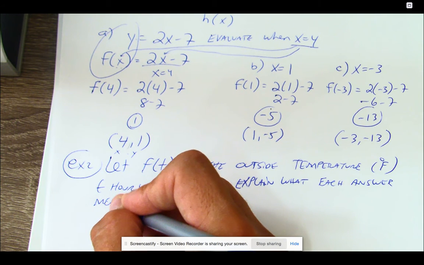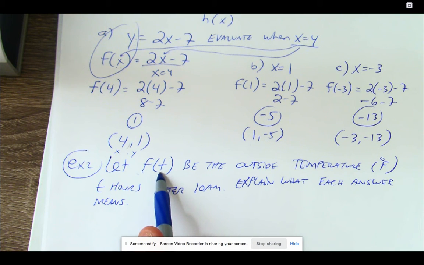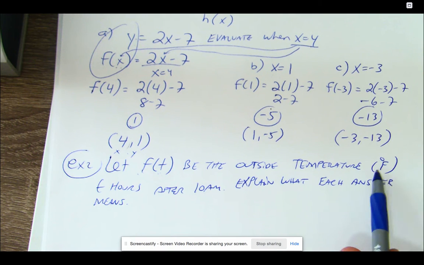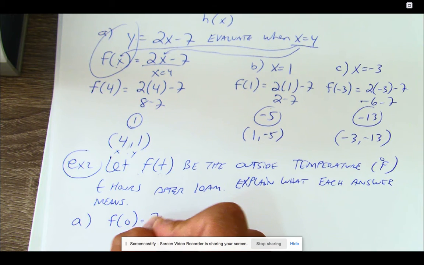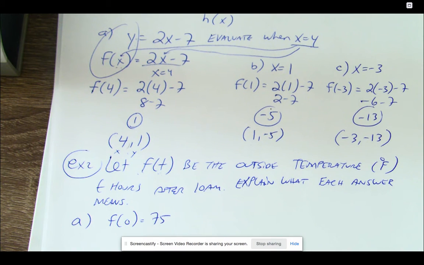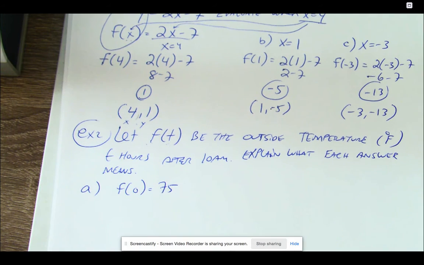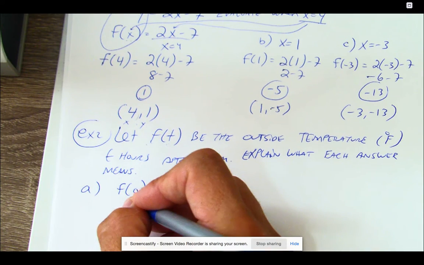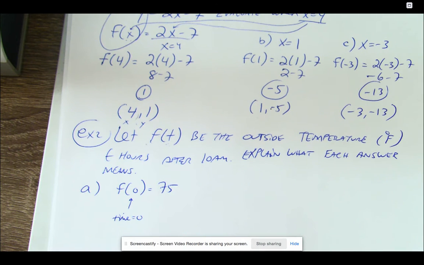Okay, so now every once in a while, instead of having f of x, you might have something like f of t, because in this one, we're going to be talking about temperature. So we're going to use the letter t, and we're talking about degrees Fahrenheit. Okay, so here's the first thing that we're going to be looking at. It says f of 0 equals 75. Okay, so we have to interpret what this means. This is telling us that at time 0, the temperature is going to be 75 degrees.